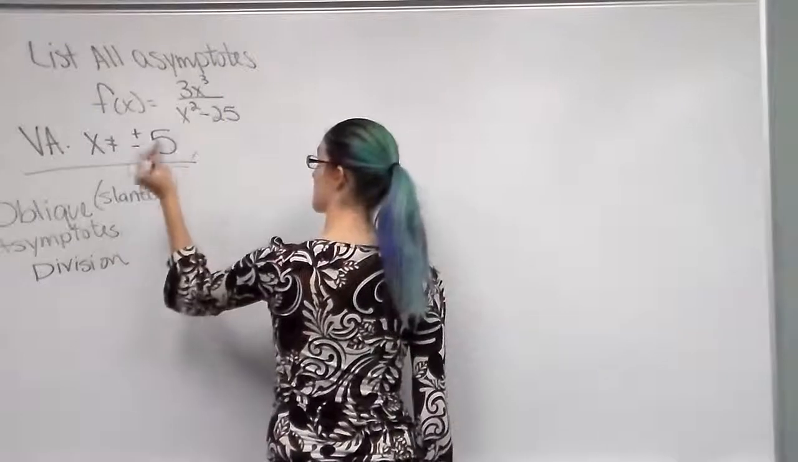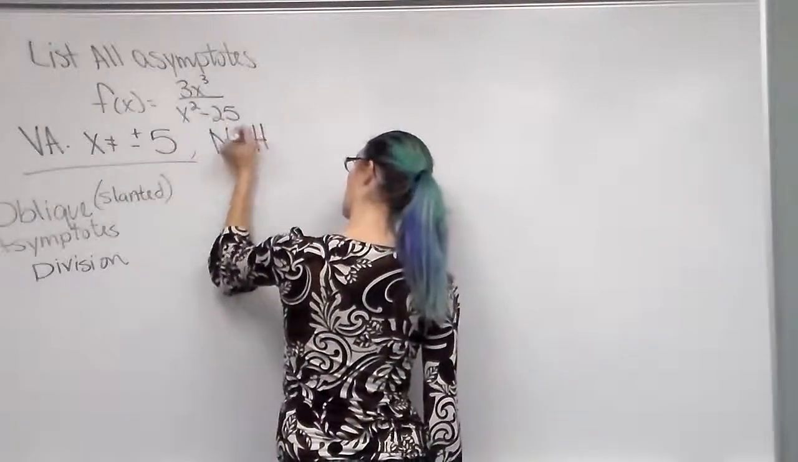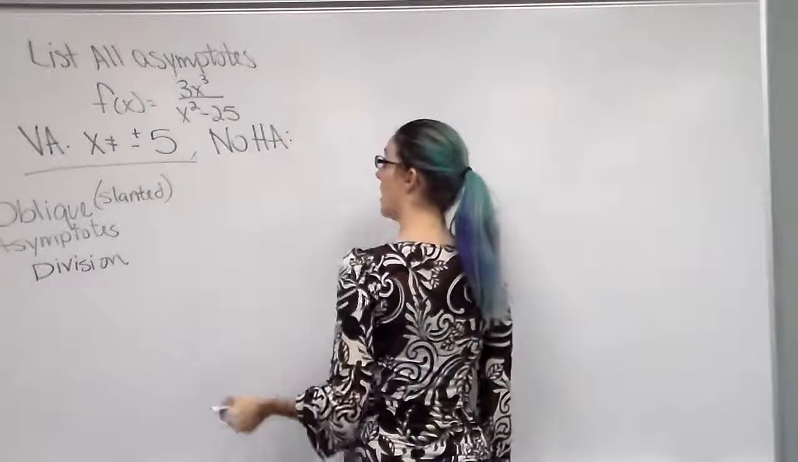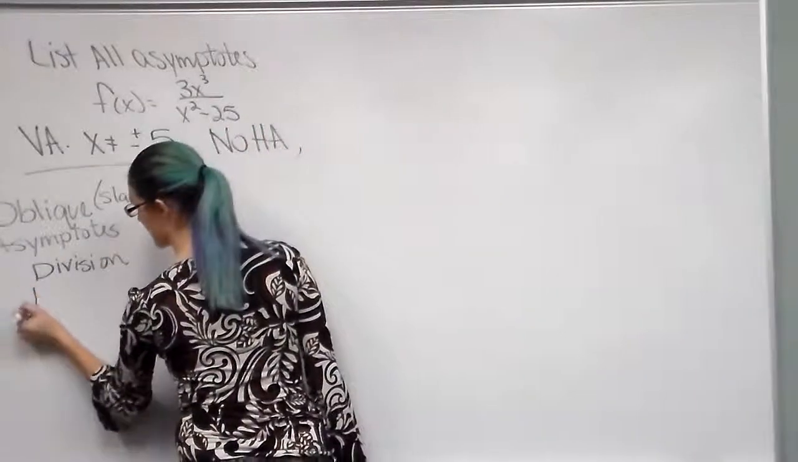So vertical asymptotes was x equals plus or minus 5. There are no horizontal asymptotes. Before we do long division, I forgot there's one rule to this.